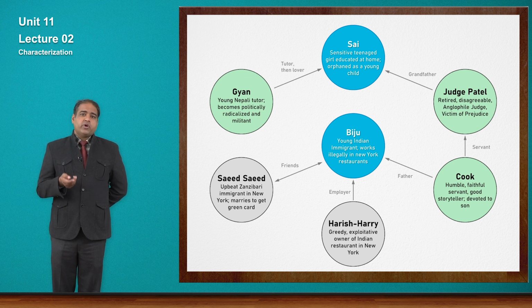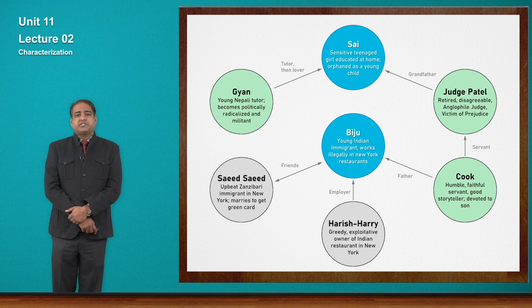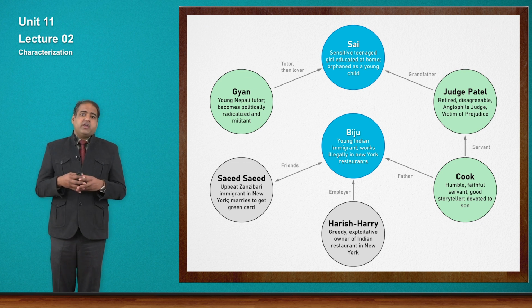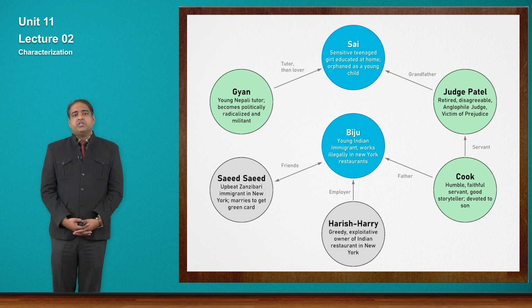So friends, here is one more flow chart, which I have prepared at the last of this slide. If you look at this flow chart, there are characters like Judge, Saeed, Biju, Cook, Harish Hari, Gyan, with their characteristics and their relationship with each other. So if you look at this chart, you will see that all these characters came to meet each other because of their destiny, the destiny which had enforced them and tightly knit their relationship with each other.